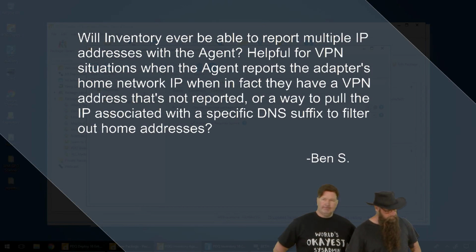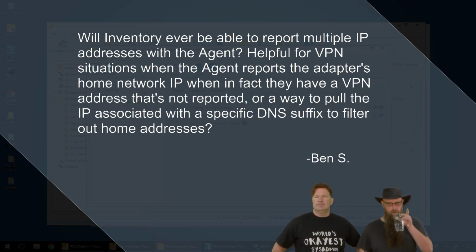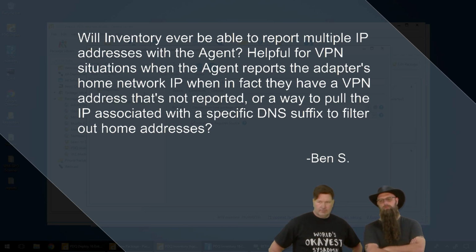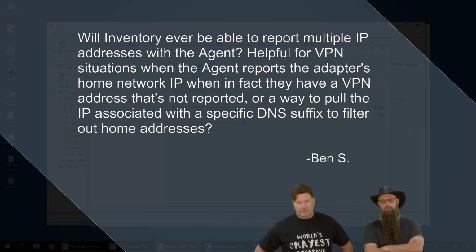And our final question of the day from Ben S. Will inventory ever be able to report multiple IP addresses with the agent? Helpful for VPN situations when the agent reports the adapter's home network IP when in fact they have a VPN address that's not reported. Or a way to pull the IP associated with a specific DNS suffix to filter out home addresses? Hi, Ben. It's a discussion we've been having. Now, no decision has been made.